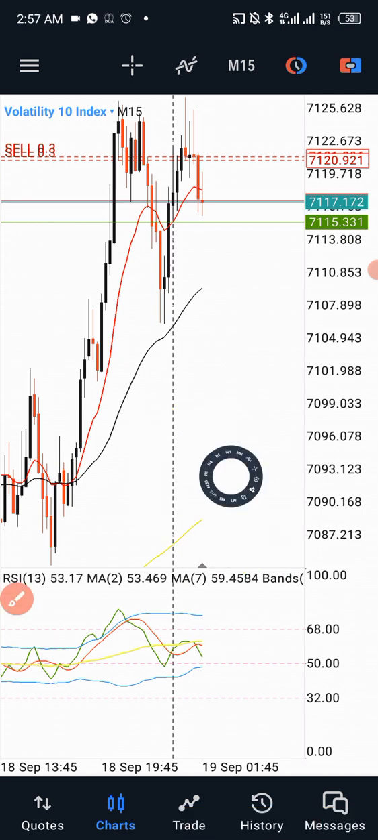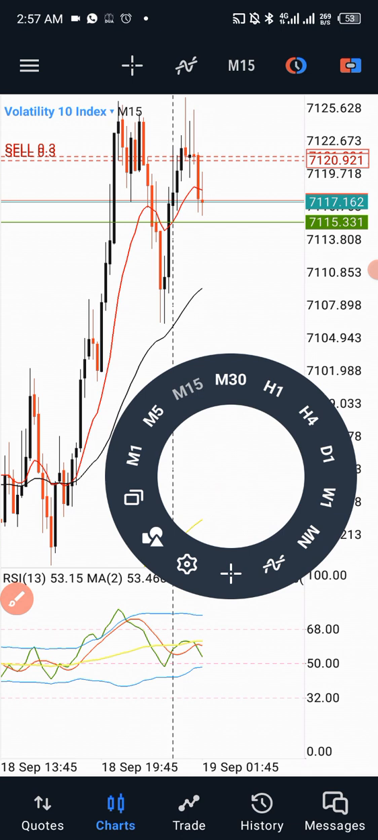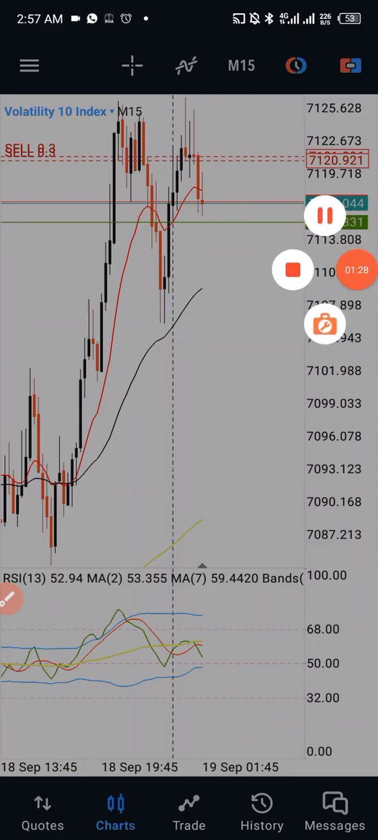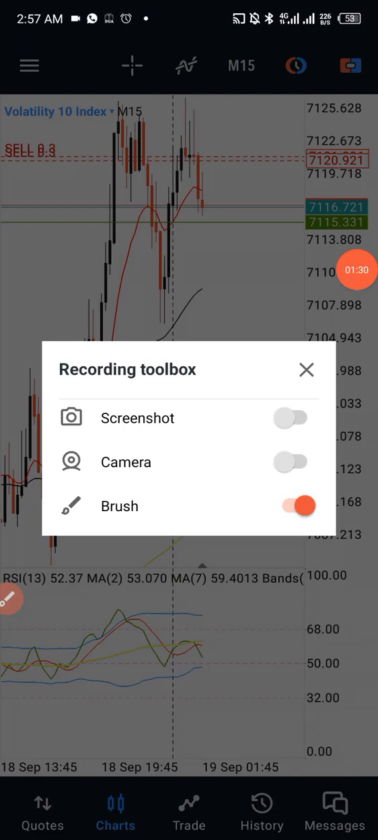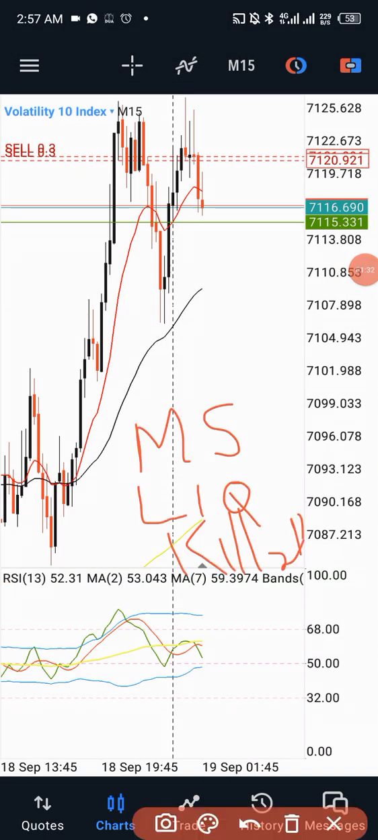Let's go on my 15-minute time frame. On the 15-minute time frame, you can see that I have a break in market structure here. The break of market structure was actually with a wick, which shows a liquidity grab. So that's why I took this trade. I'm taking this trade now.